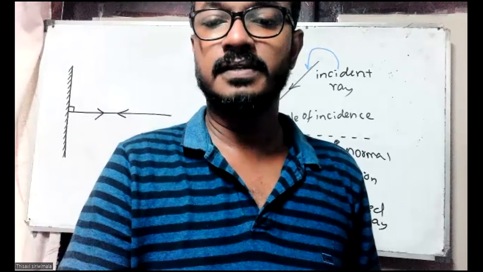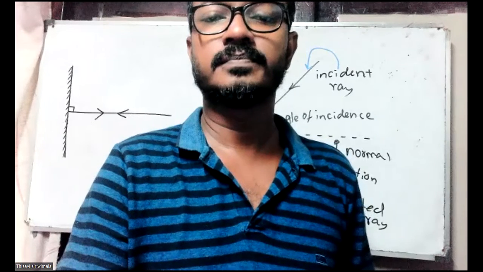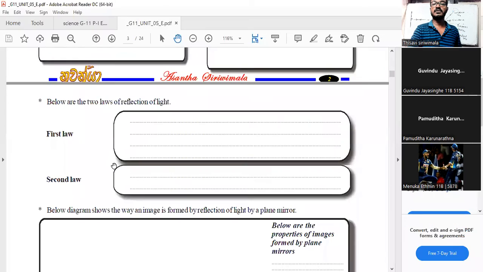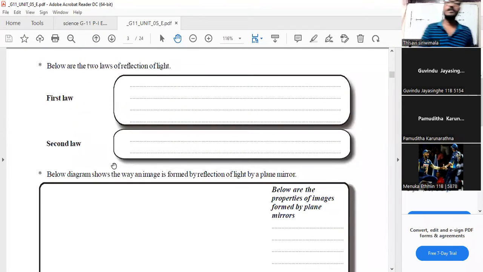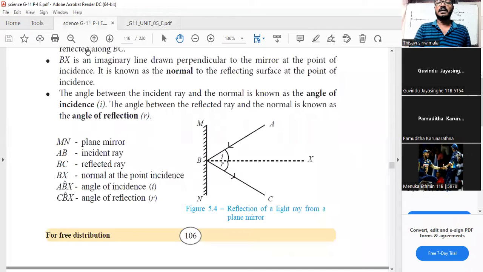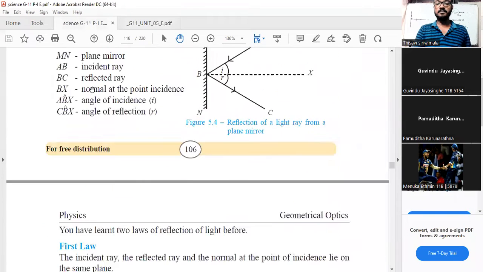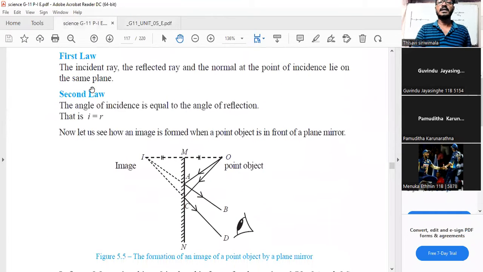Okay, after that, we'll continue. Then below are the laws of reflection. Again, the laws of reflection you have studied earlier. There are two laws of reflection. The first law: the incident ray, the reflected ray and the normal at the point of incidence lie on the same plane. Second law: the angle of incidence is equal to the angle of reflection.